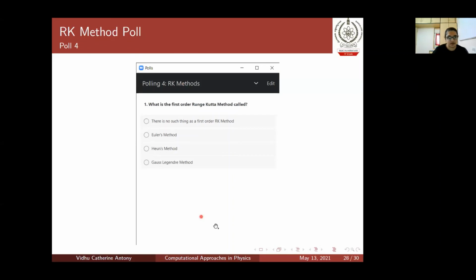Majority of you answered the correct answer. It's called Euler's method. Why? Because you're using the first order differential equation, and there's one slope that you're going to be evaluating. Now, there is no such thing as a first order RK method. All the methods are Runge Kutta methods. The first one is particularly called Euler's. Okay, so that's what we have.